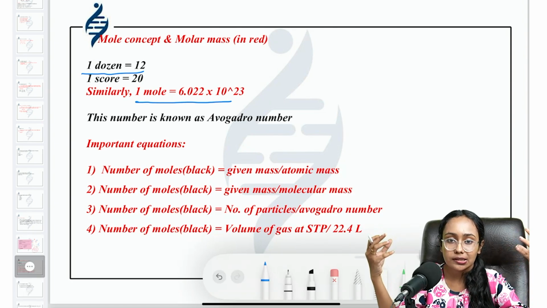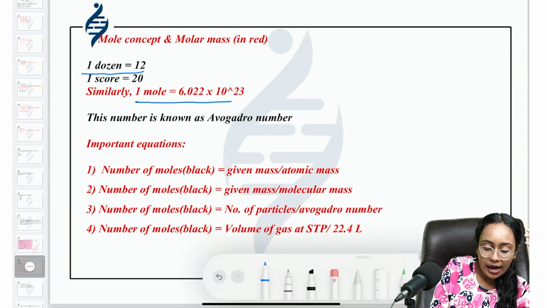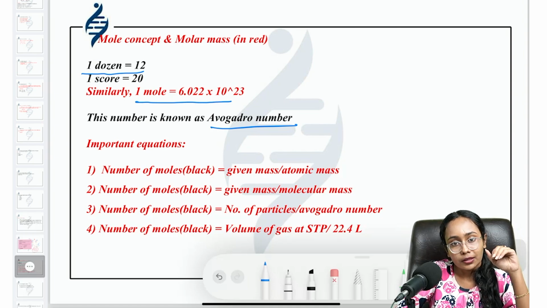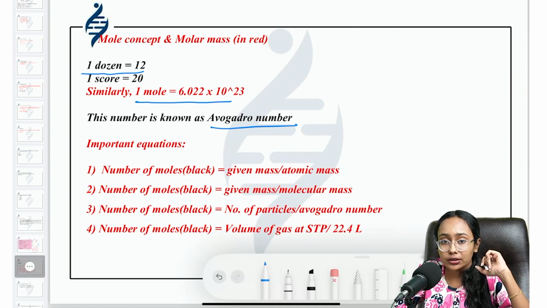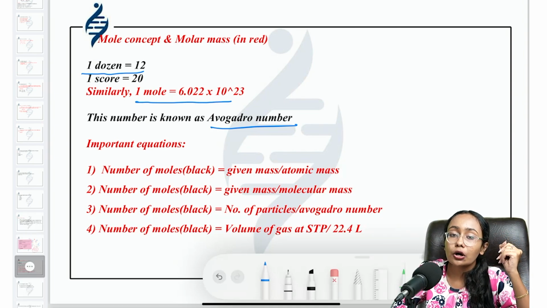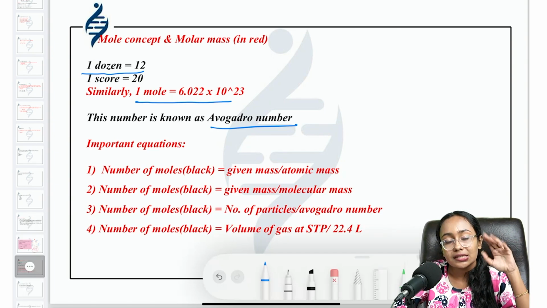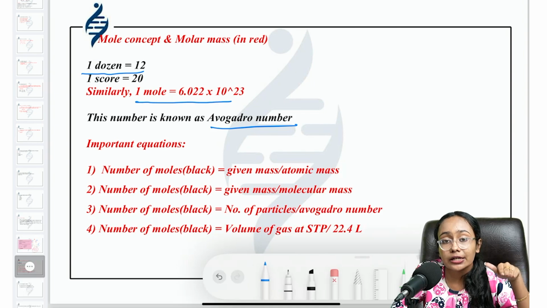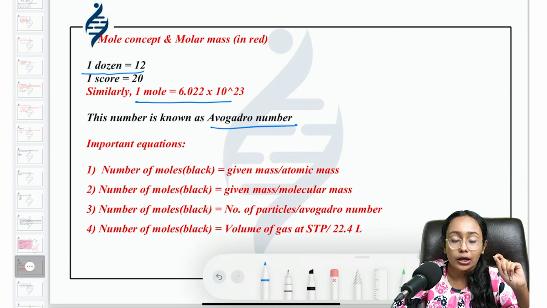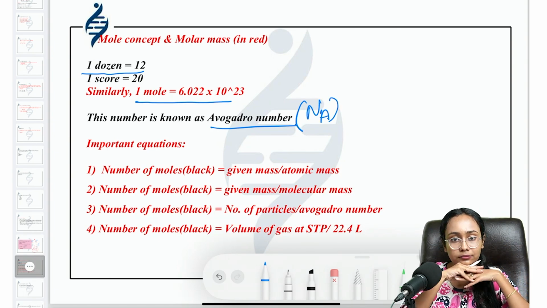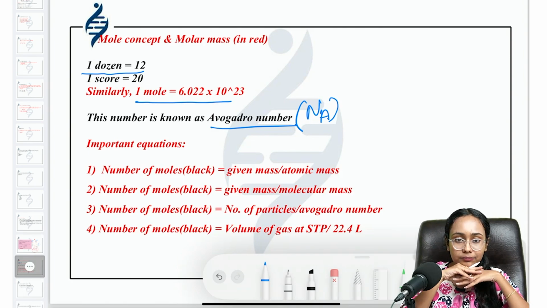And this is called Avogadro number. The number 12 is called what? Dozen. The number 2 is called pair. The number 20 is called score. Similarly, the number 6.022 into 10 raised to 23 is called a mole, an Avogadro number, at the microscopic level. And it's represented as Na. Is that clear?